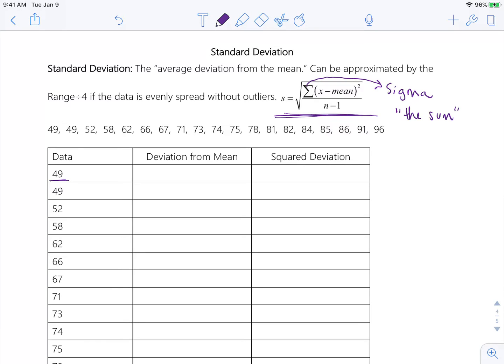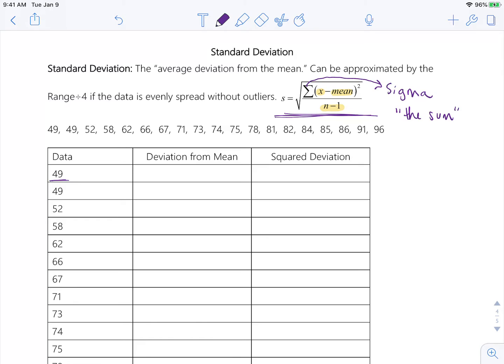So this is saying, okay, here's your data point, you subtract the mean from it, and then you square it. Then you divide by one less than the number of data points that we have. And then at the very end, you take the square root. And this we will go further into in another video. But for right now, we're just learning the formula. So, the deviation from the mean.